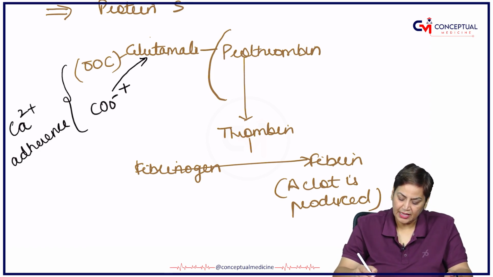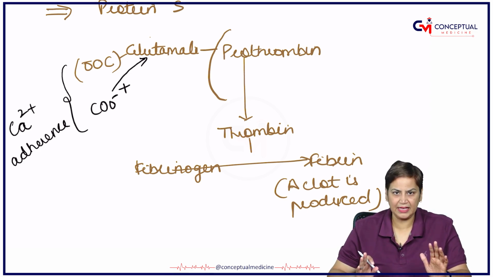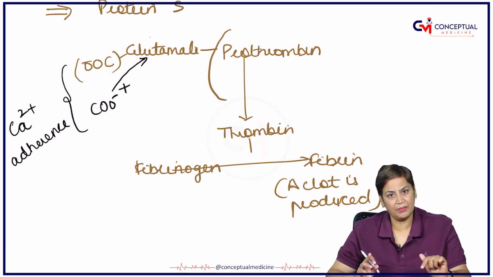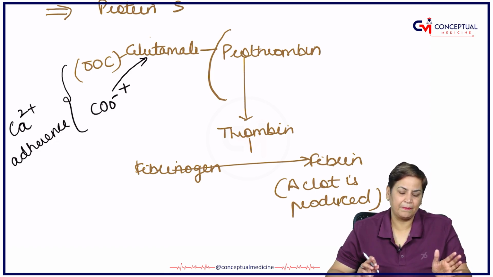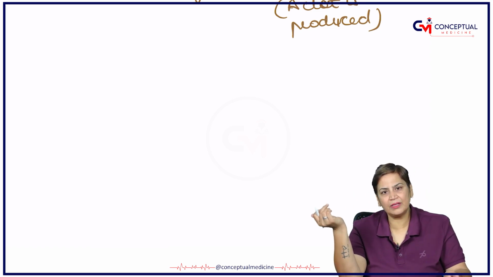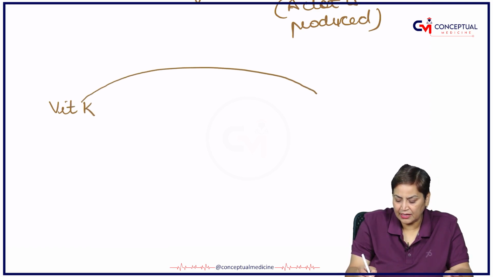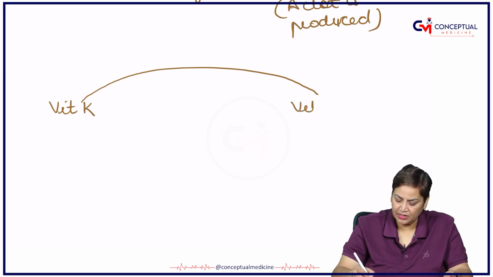Very important. So I can say that the most important function of vitamin K is catalyzing the carboxylation of glutamate, which acts as a post-translational modification of the clotting factors 2, 7, 9 and 10. Now since it is acting as a coenzyme, it has to be converted into some other form. So what happens is that this vitamin K is converted into vitamin K epoxide.